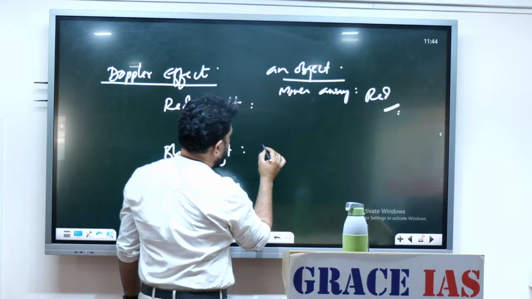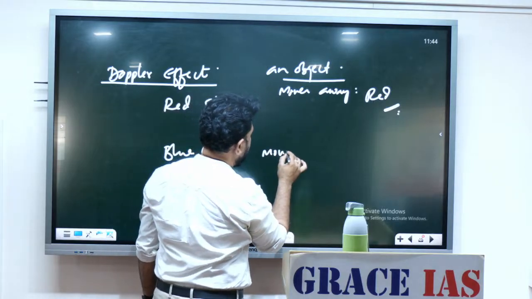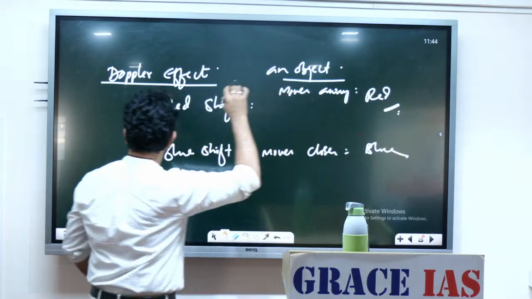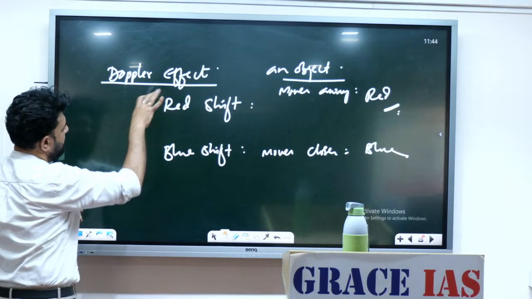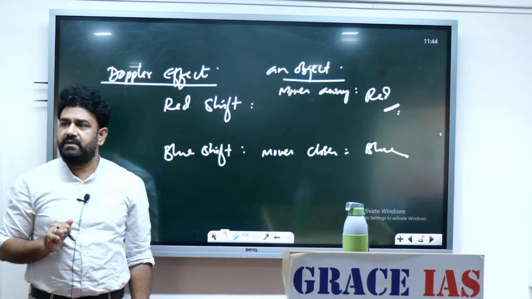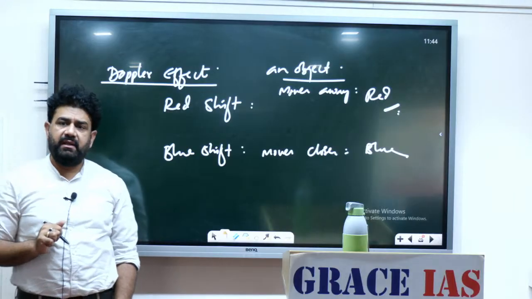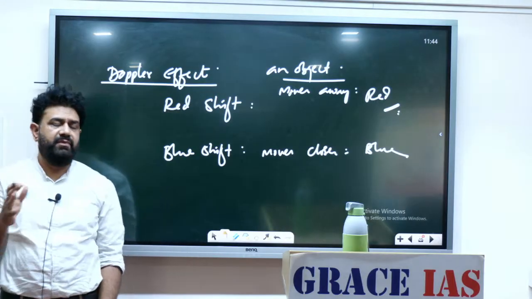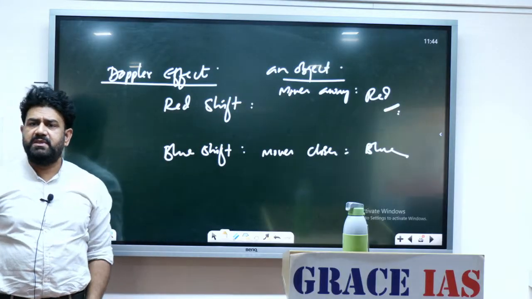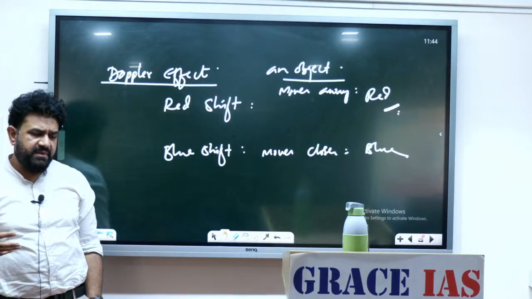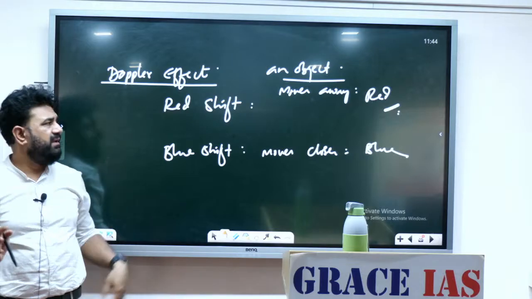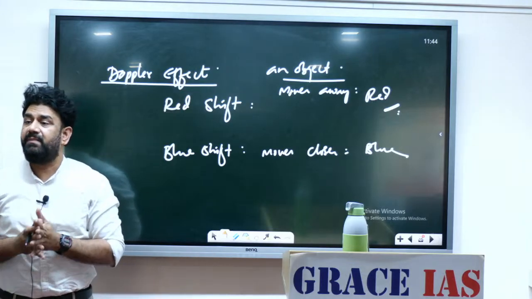And when an object moves closer, it appears blue to the observer. So, Doppler effect. It is similar to sound also. Sound also follows a Doppler wave. The intensity of sound increases when the source of sound approaches the listener, and the intensity of sound decreases when the source of sound moves away from the listener. It is the simple Doppler effect, based on which you have ultrasound scanning, Doppler scanning.